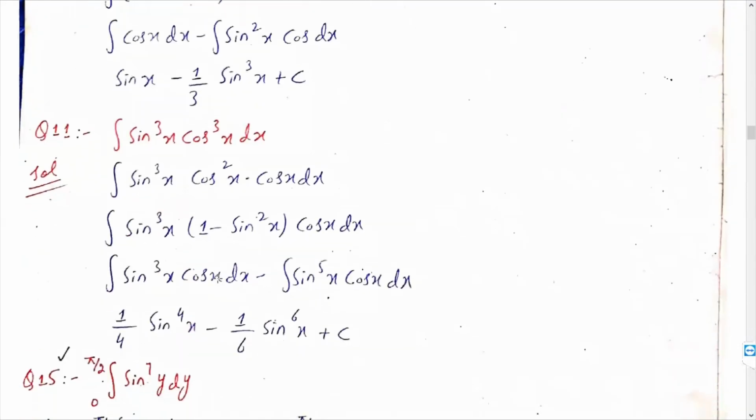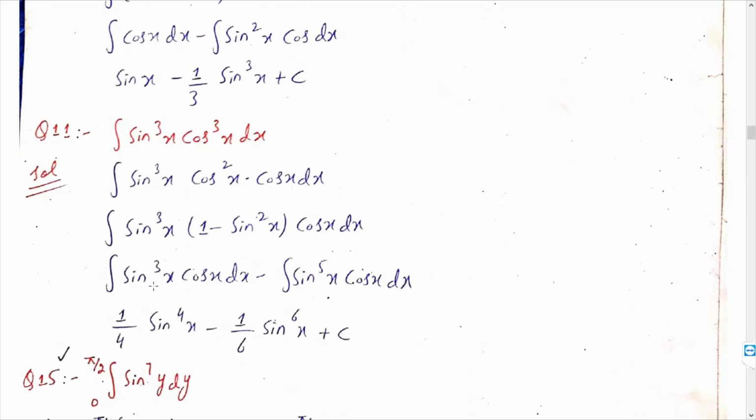Now comes another example, sine cube x into cos cube x. Here both of the trigonometric functions have odd power, so we'll select only one. Sine cube x will remain the same, while splitting this cos cube into two terms, cos square into cos x. Cos square can be written as 1 minus sine square x. Multiplying all the terms, we get this expression.